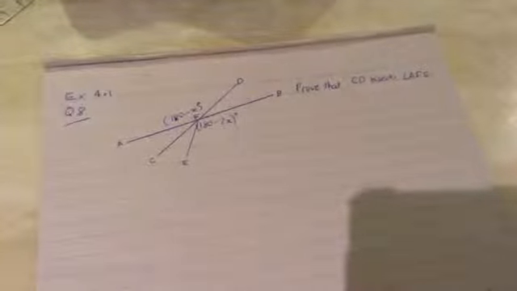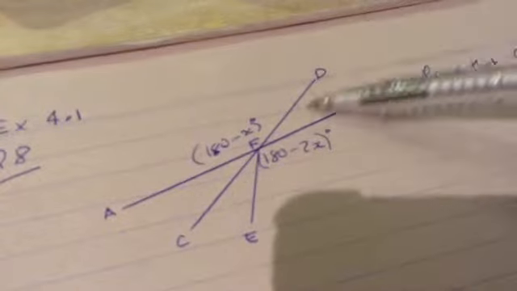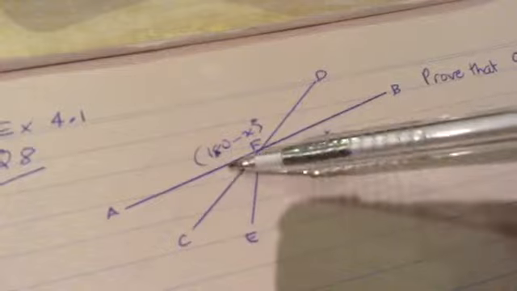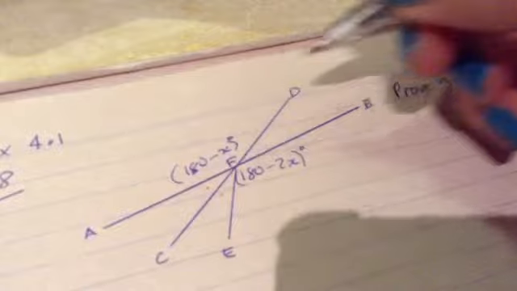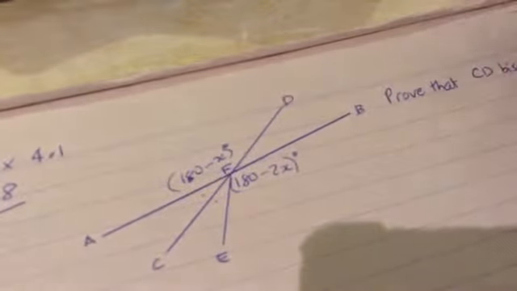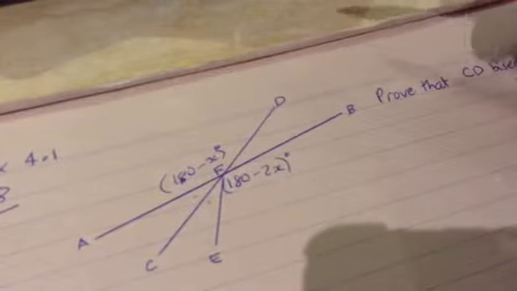Okay, this question asks us to prove that CD bisects angle AFE. So let's look at the diagram closely. CD is this line here, and we're asked to prove that it bisects this angle AFE. So we have to show that these two angles, this one and this one, are equal. Now, the thing you have to do with these is you always have to solve it on the diagram first. So let's look for that proof.